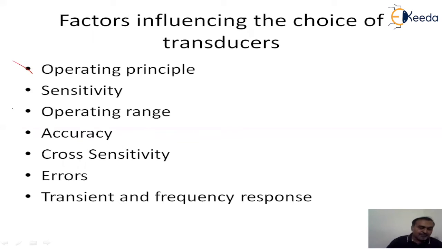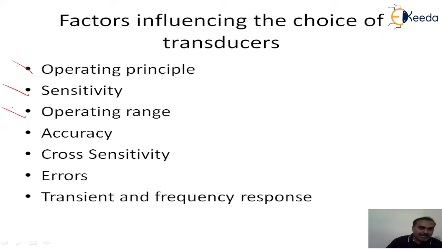Second one is sensitivity. Sensitivity means that for the input you give, the transducer will give a stable output. It means when the input is given, the output will be stable. That is sensitivity. Third one is operating range. Operating range means the transducer gives output only in a stipulated range, as I told you. We need to know what that range is.